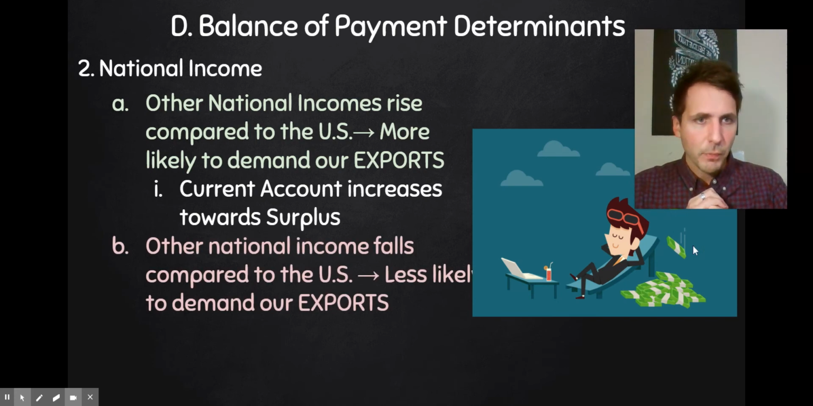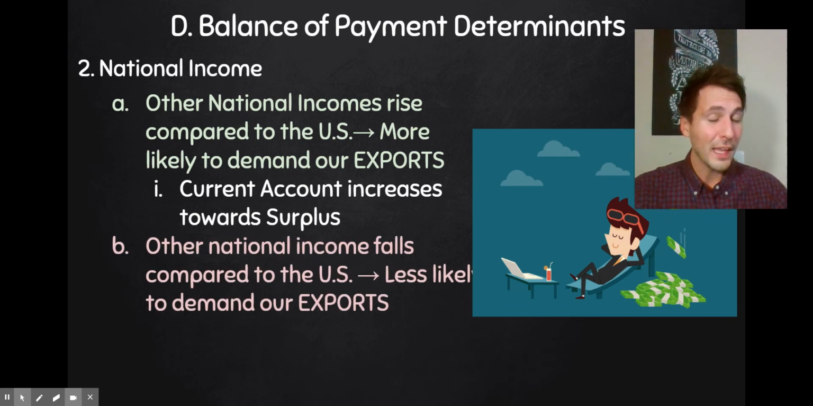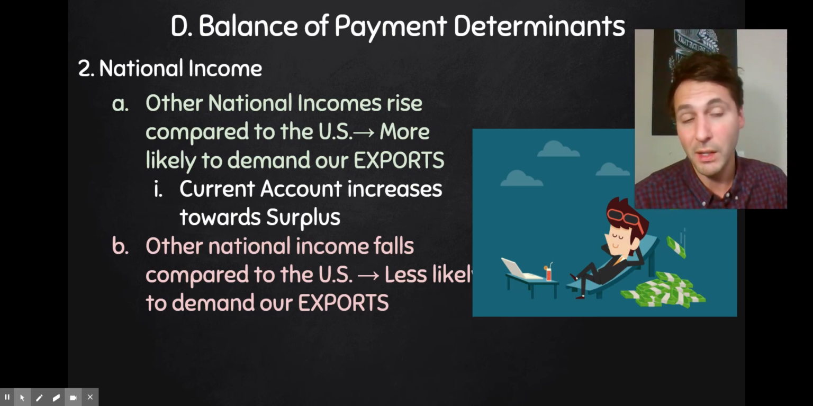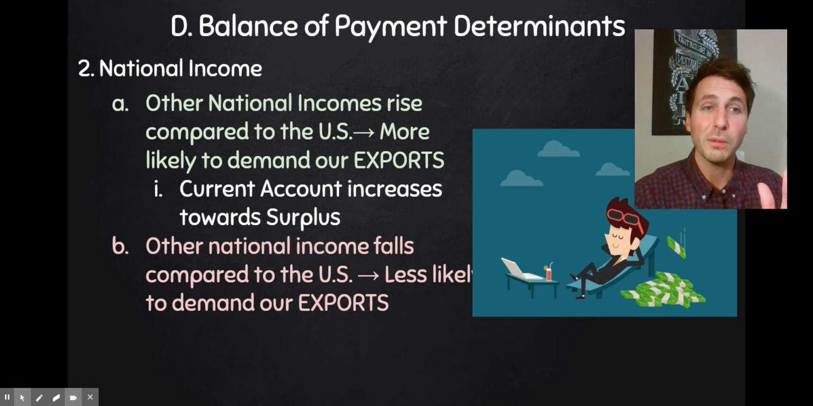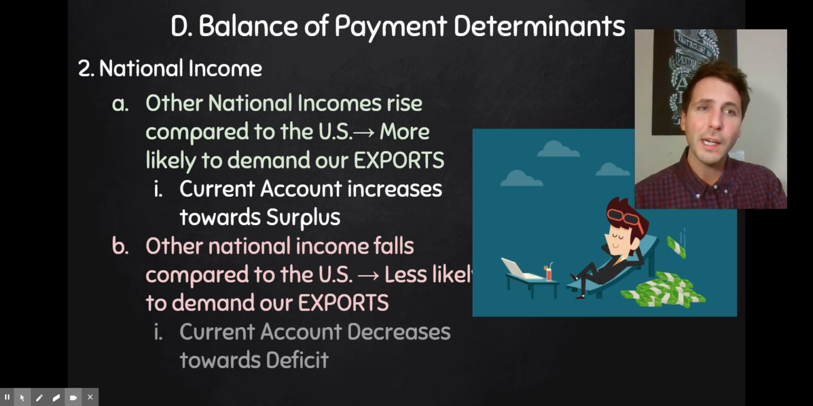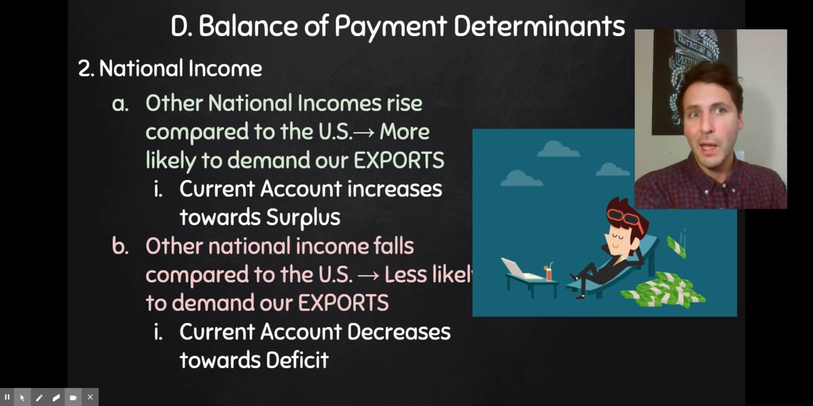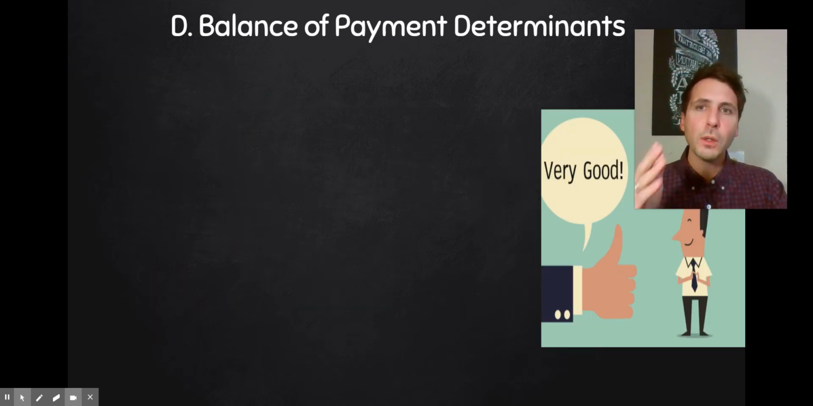And vice versa. When other nations make less money, when their GDP is falling, they're less likely to buy our exports. But we are more likely to buy their imports. And so we have outflow. There's more money flowing out. There's less money flowing in because they're not buying our exports, which means our current account is going to move towards a deficit or a negative as we have outflow occurring. Okay? Again, just follow the flow.